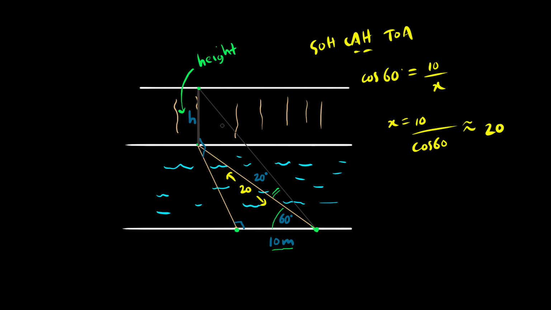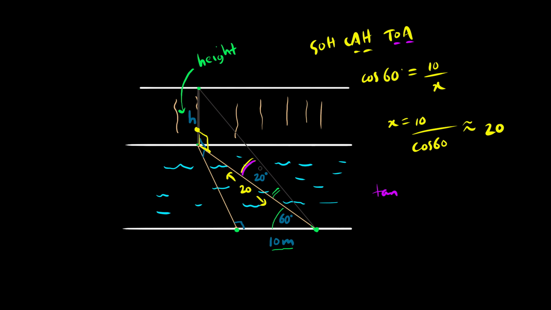Alright, now let's focus on this triangle here. If you're sitting on the corner, you realize this is a right triangle. Imagine your head's here, you're sitting down with your legs across at a 90-degree angle. So this here also is a right triangle. And we're interested in the opposite and the adjacent. We're interested this time in TOA.